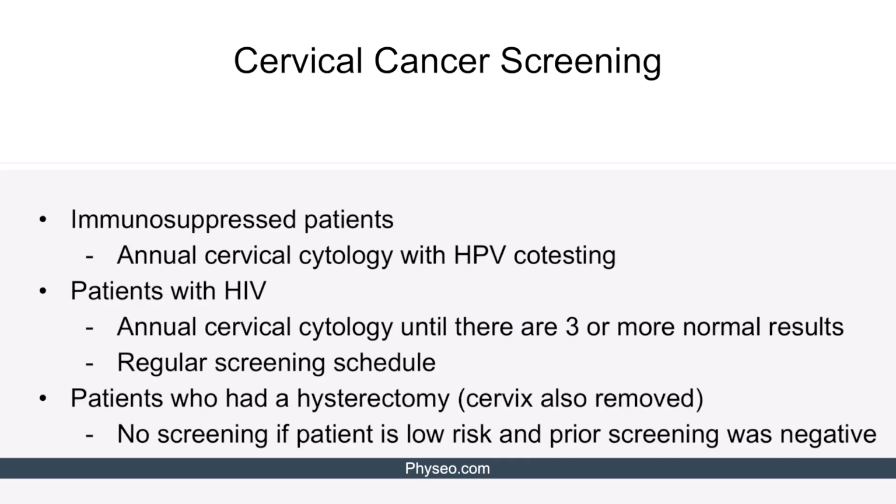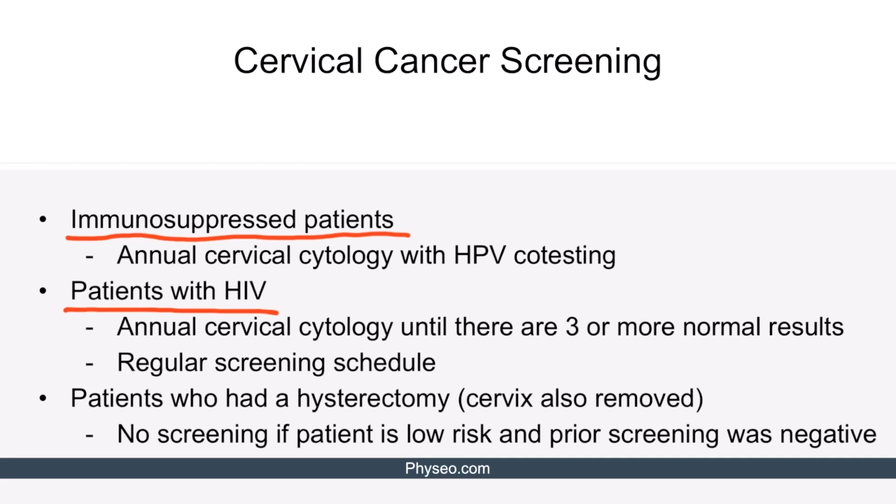Now, there are 3 main special scenarios to know about when it comes to cervical cancer screening guidelines. If the patients are immunosuppressed, it is recommended to perform annual cervical cytology with HPV co-testing regardless of their age. Now, for patients with HIV, the recommendation is to perform annual cervical cytology until there are 3 or more normal results. At that point, these patients can be resumed on a regular screening schedule. And that's fairly intuitive. If they've really proven that they don't have positive pap smears indicating a possible cervical cancer, then they've earned their position in a regular screening schedule.